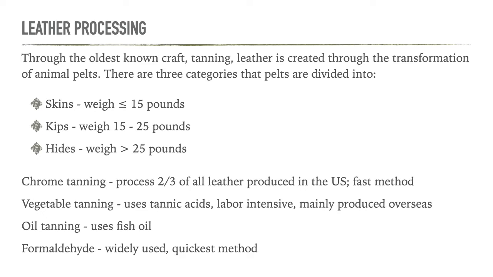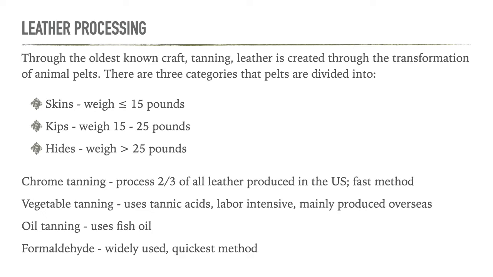Skins consist of calves, goats, pigs, sheep, and deer, while kips consist of young horses and cattle. Hides consist of cattle, oxen, buffalo, and horses. At the most, the tanning process can take up to 6 months depending on the category being tanned. Hides with the end purpose of sole leather and saddlery require 3 to 6 months. Kips and skins require less time.